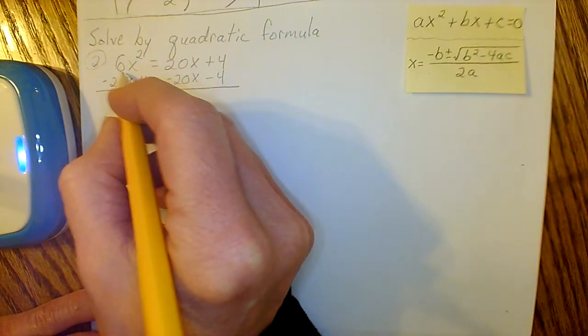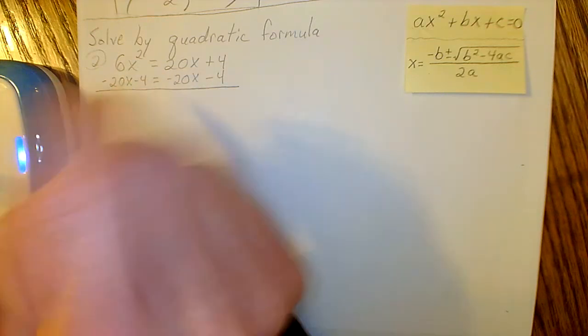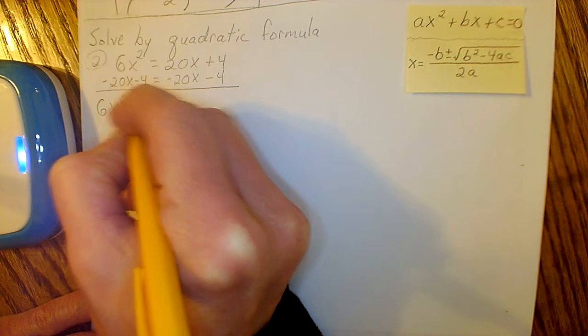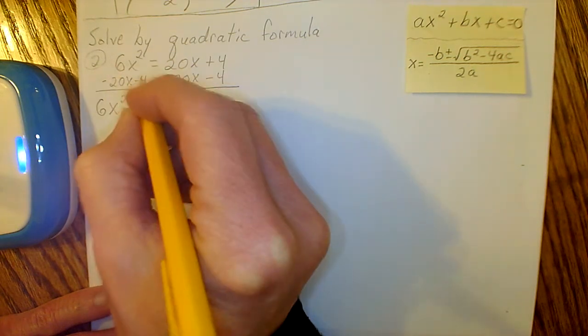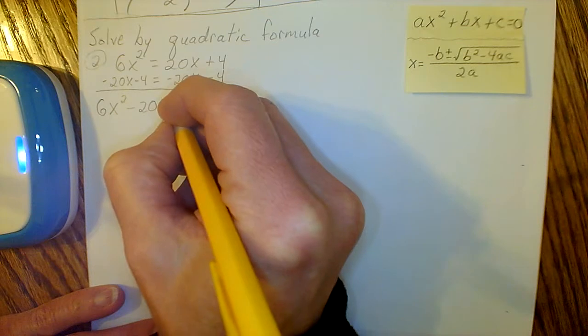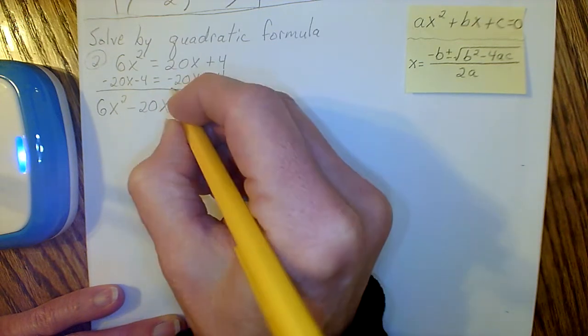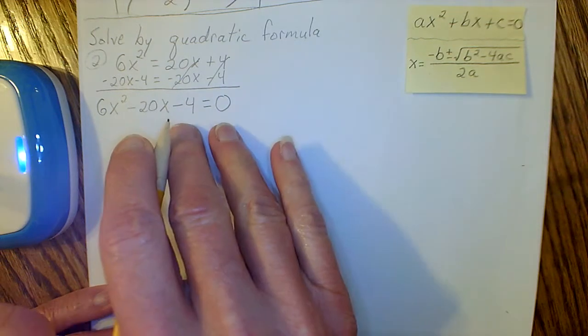I need to put the x squared first. I cannot add my 6x squared to my minus 20x. They are not like terms. So I'll have 6x squared minus 20x. I also can't add that negative 4 with either one of these. It's not a like term, so it gets written out by itself. Equals, on this side, those canceled, so now we have that equal to 0.